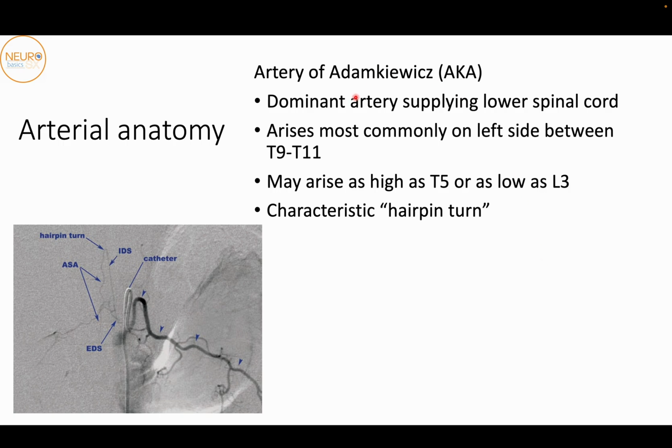The most important radiculomedullary artery, I think everyone is already aware of, is the artery of Adamkiewicz. So this is the dominant artery which supplies the lower part of the spinal cord, and it is most likely to arise between the T9 to T11 segments on the left side. But it can go up as high as T5 or even as low as T3. A characteristic way to identify it on angiography is the hairpin turn that it makes to join the anterior spinal artery.